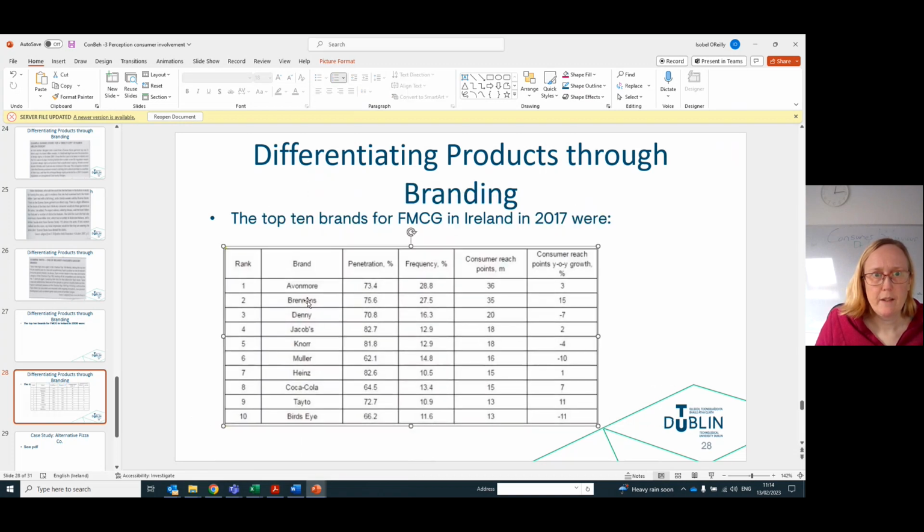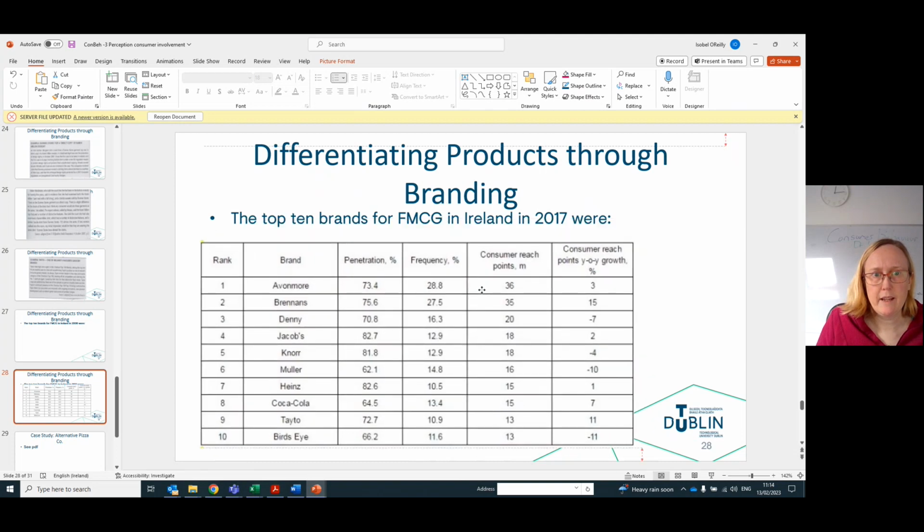Okay. So we've got Avonmore, Brennan's, Denny, Jacobs, Knorr, Muller. So Muller rice and so on, yogurts, Heinz, Coca-Cola, Tato, and Bird's Eye. Now, let's get the equivalent. And the main point here is, in the 11 or 12 years, what's the difference? So, sorry, I'm looking for 2006.